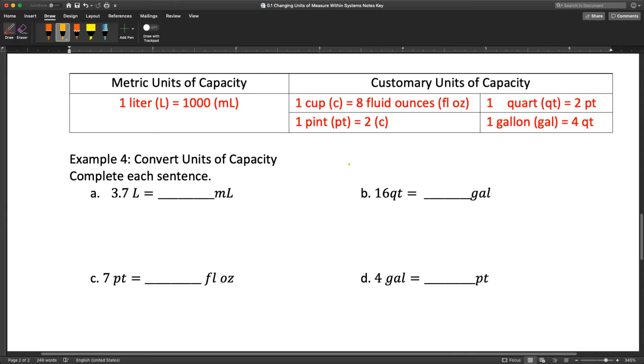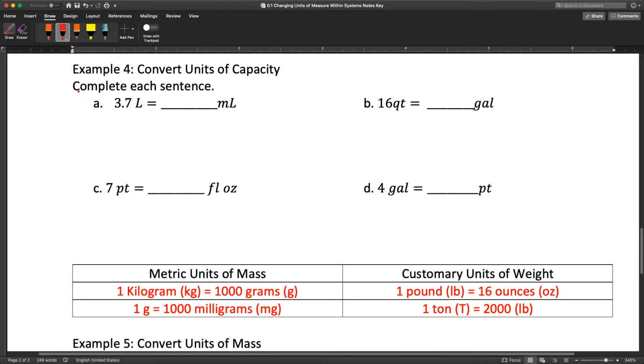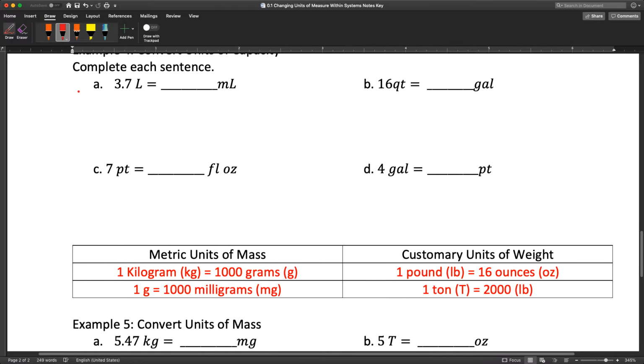Now we are going to move on to capacity. And capacity is how much something has the ability to hold. So the metric, it's just liters to milliliters. But the customary, we have cups to fluid ounces, and we also have pints to cups. We also have quarts to pints and gallons to quarts. The only 2 examples that we are going to do are example 4A and 4B.